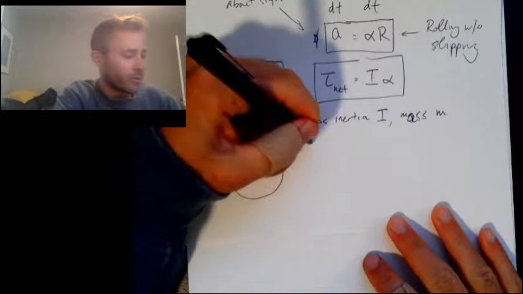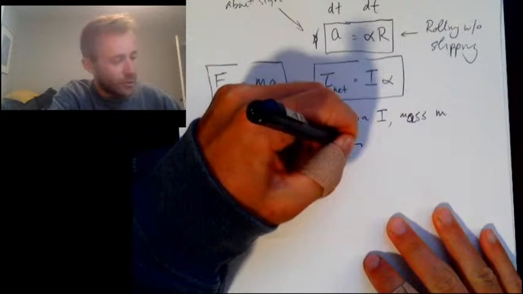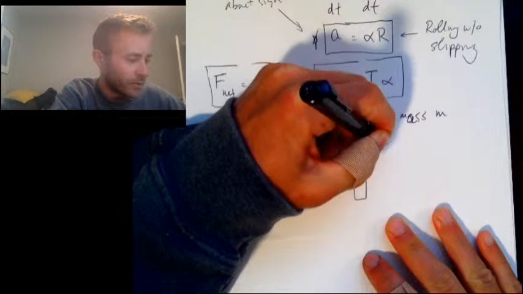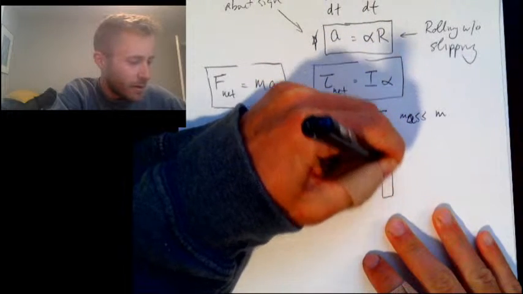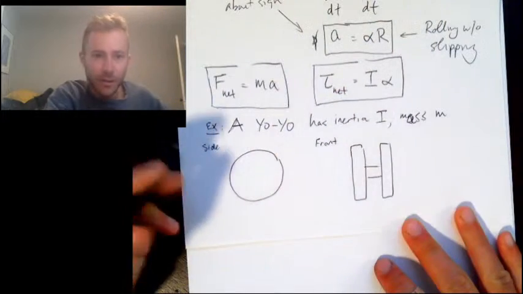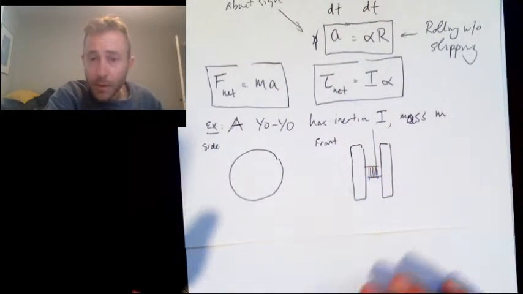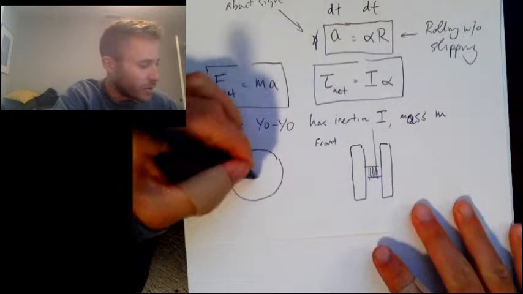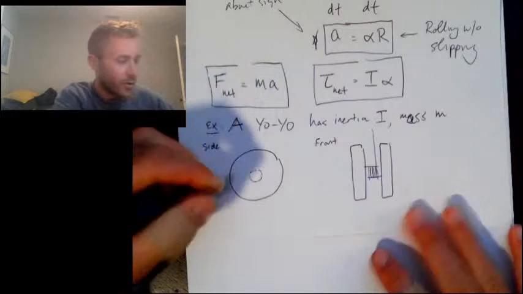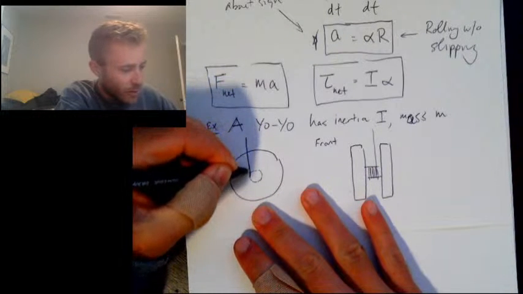If you were to look at a front view of a yo-yo, it has these two discs, right? And then in between them is an axle, and then the string is kind of wrapped around that and it goes up. Okay? If we were to look at this from the side, here is the center of the yo-yo, and the string is attached right here.